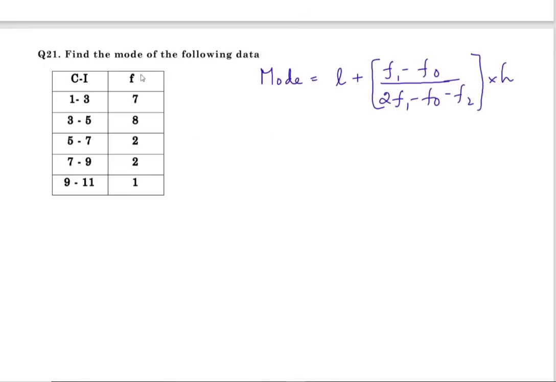Now here they have given the data: class intervals 1 to 3, 3 to 5, 5 to 7, 7 to 9, 9 to 11. The frequencies they have given are 7, 8, 2, 2, 1. In this given frequency, what is the highest frequency here? Otherwise, the maximum frequency out of 7, 8, 2, 2, 1. Which is the maximum? The maximum here is 8. Therefore, mark this class. This class is called the modal class.